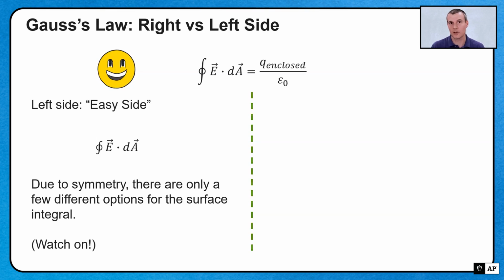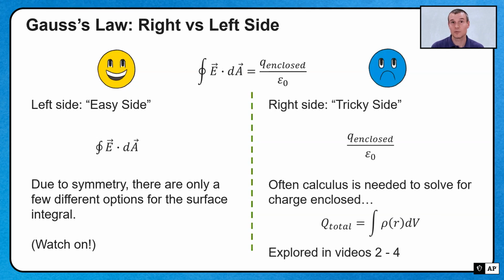Unfortunately, or fortunately, depending on what you're looking for, we have the right side, which we call the tricky side. This Q enclosed over epsilon naught might seem deceptively simple, but if we have a varying charge density as a function of radius, we're going to have to use calculus to integrate to solve for that total charge enclosed. Ultimately, we're going to explore this in videos 2 through 4 for this unit, but today we're going to focus on symmetry.